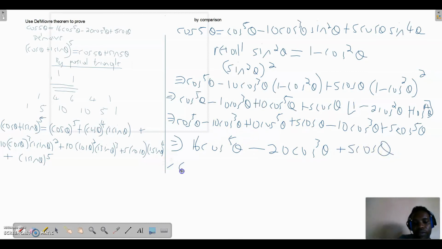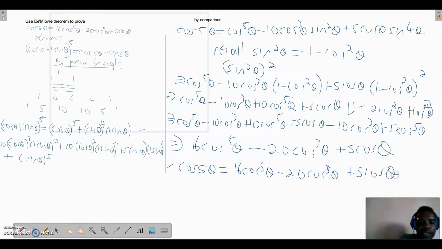So therefore, cos 5 theta is equal to 16 cos to the 5th theta minus 20 cos cubed theta plus 5 cos theta. And that is exactly what we wanted. So we can say QED, that which has been proven. Very interesting proof actually.